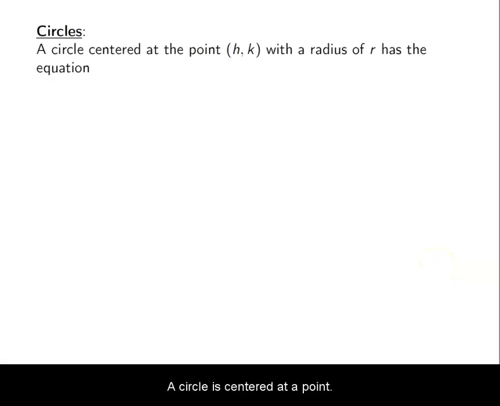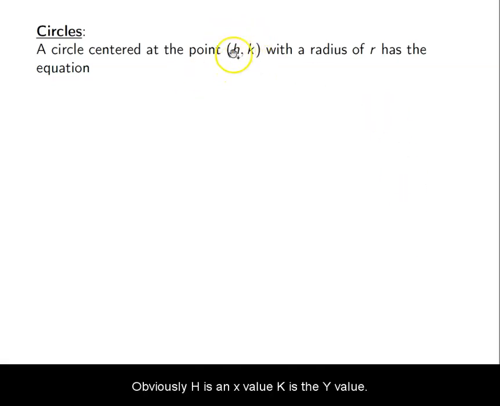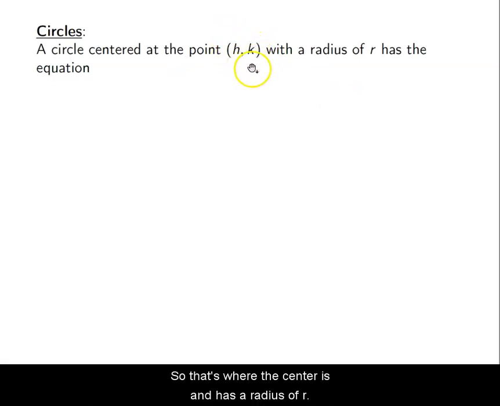All right, let's talk about circles. A circle is centered at a point. We call that point H and K. There's an important reason why we use H and K, which we will see in chapter 2. There's some standardized notations for us. A circle has a center and it has a radius. On the Cartesian coordinate system, that center, we call it H and K. Obviously, H is an X value, K is a Y value, right? So that's where the center is, and it has a radius of R.